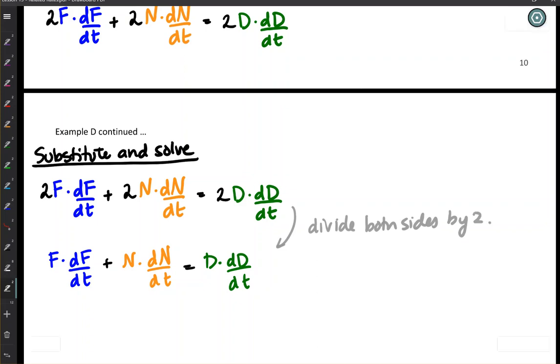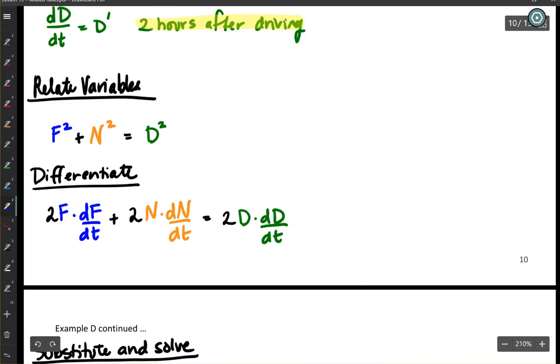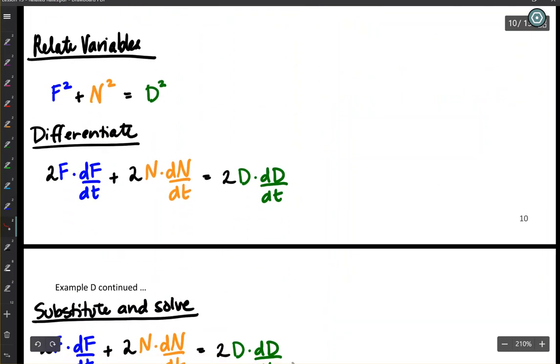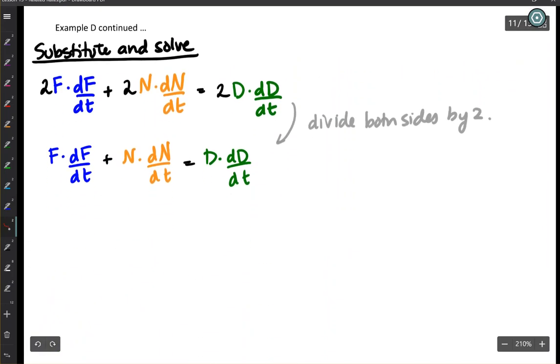And what did they give us, and what is unknown? They gave us df dt is a positive 60, and dn dt is a positive 25. I'm going to leave the units off for a little bit. That's my 60 miles per hour. This is my 25 miles per hour. And the rate at which the distance between them is changing over time is what I've been asked to find.